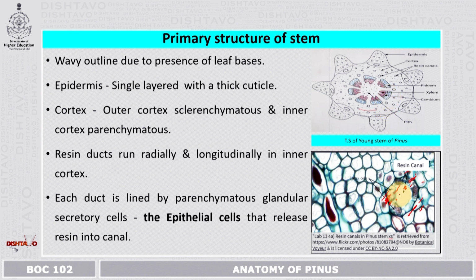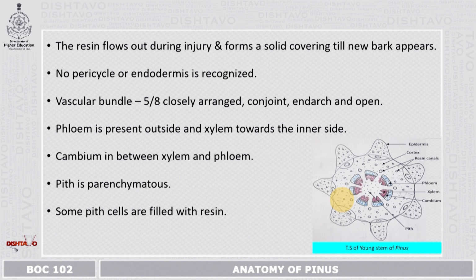You can see here, this is the resin canal. Inside this resin canal, you can see the resin that has been deposited by the epithelial cells that are surrounding the resin canal. The resin flows out from the resin canal during injury and it forms a solid covering till new bark appears. There is no pericycle. You cannot see the presence of pericycle or endodermis here.